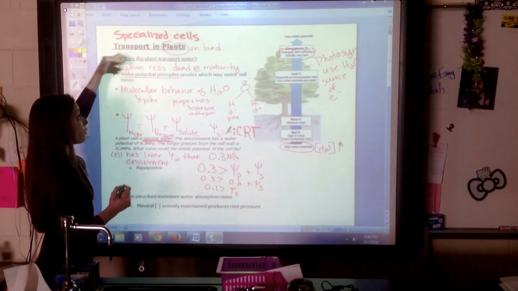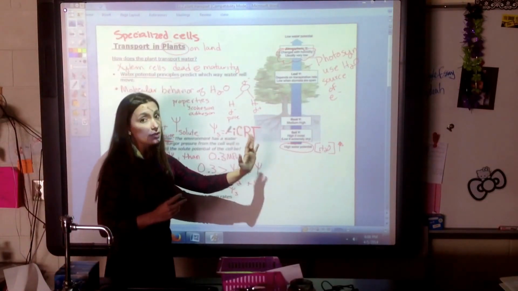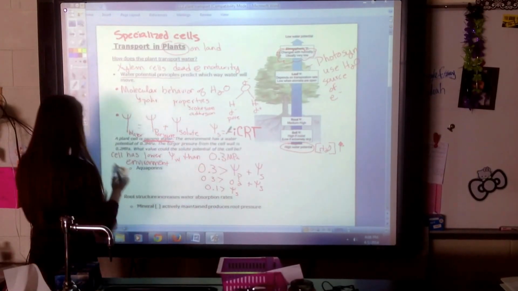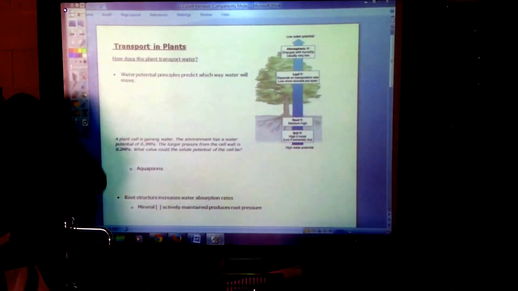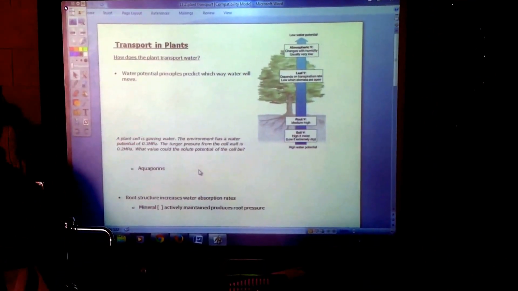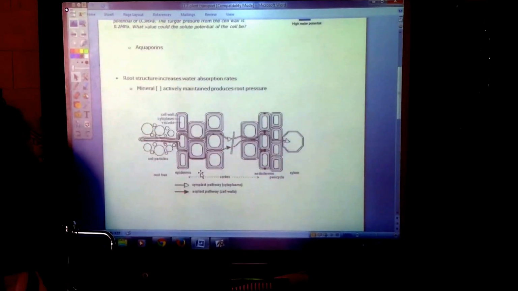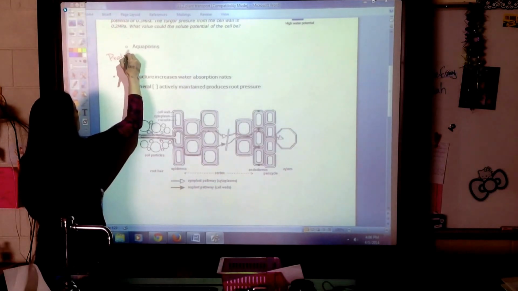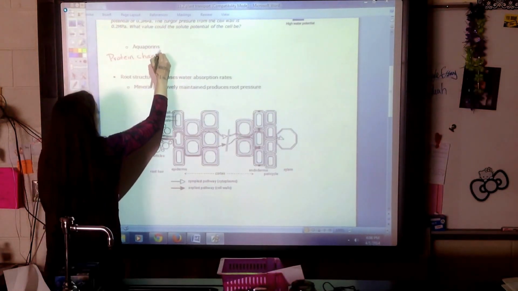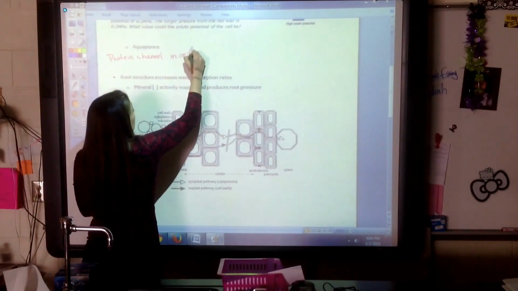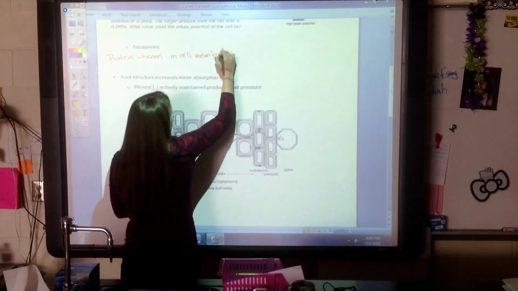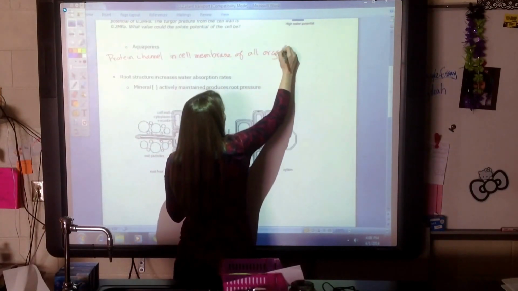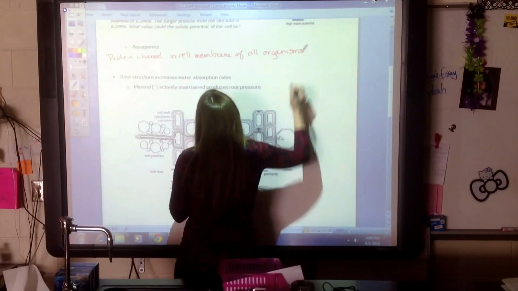Now, these are your overall water potential principles that explain how water is expected to move. Now I want to look at how it actually moves in plant cells. We do want to remind ourselves of something called an aquaporin. An aquaporin is going to be a protein channel in the cell membrane of all organisms. So this is an idea of unity. All organisms have aquaporins, so this is a trait that they inherited.